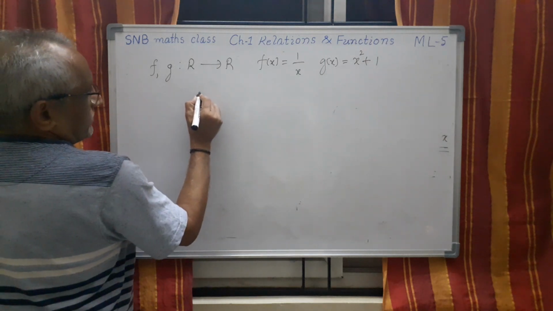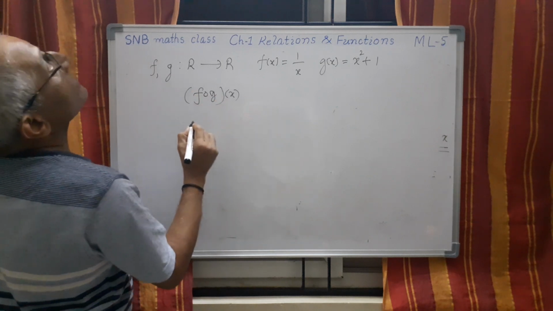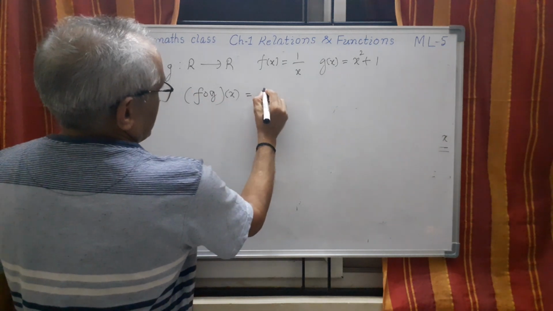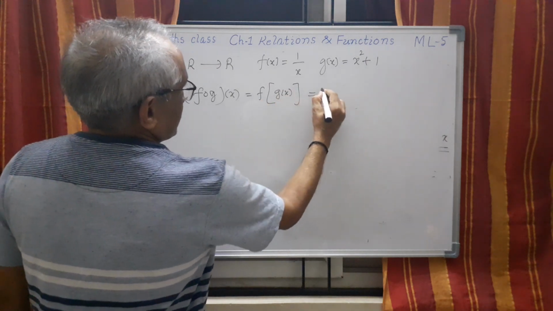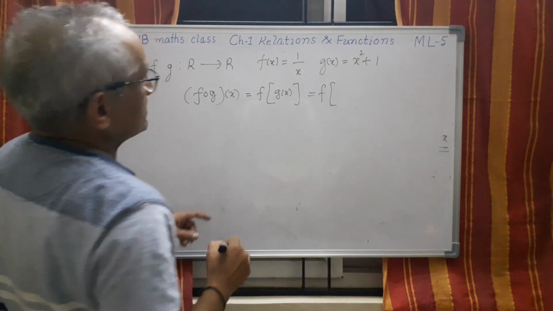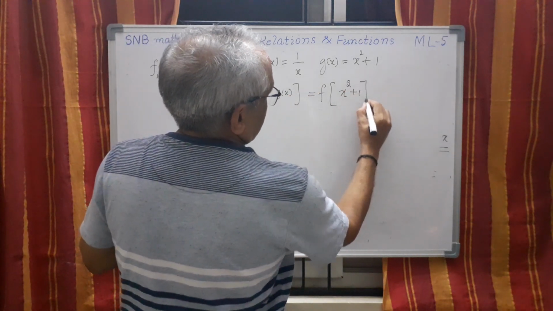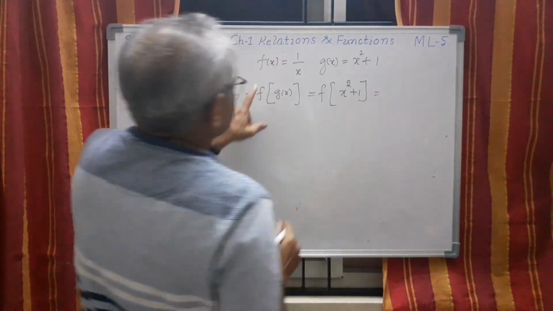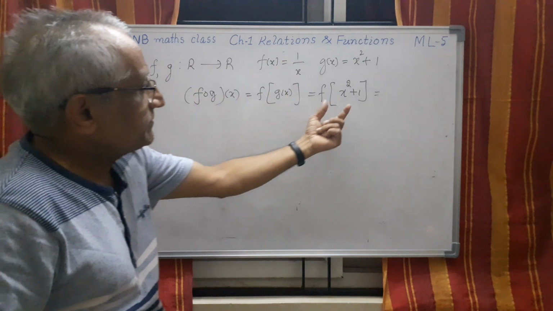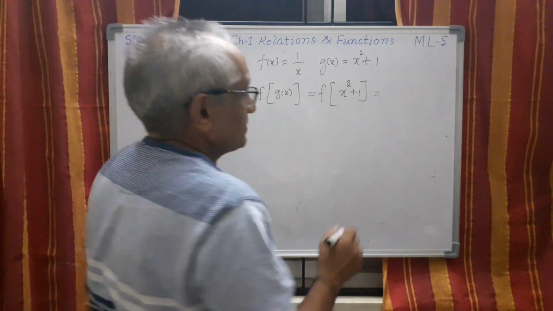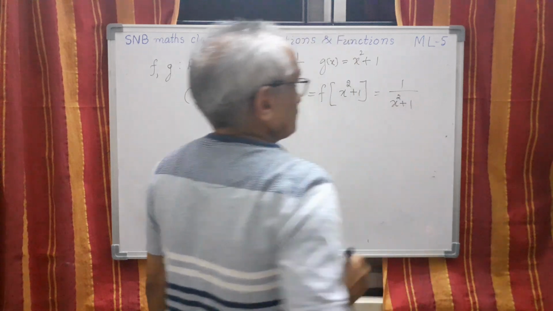Now f of g of x, by definition, is f of x square plus 1. Under the f map, x goes to 1 by x. So if you put x square plus 1 here, it goes to 1 by x square plus 1.